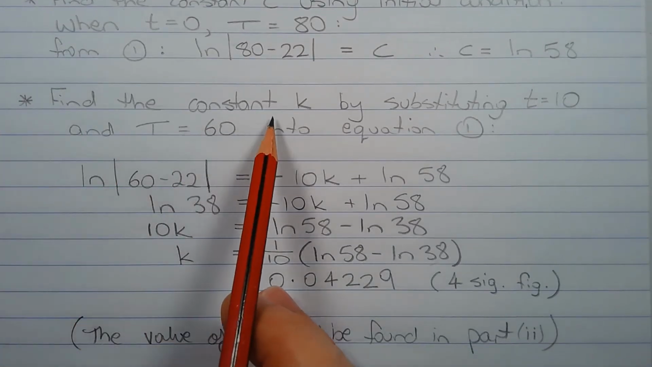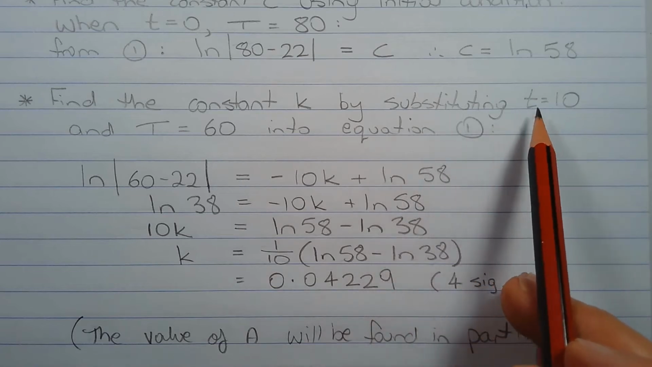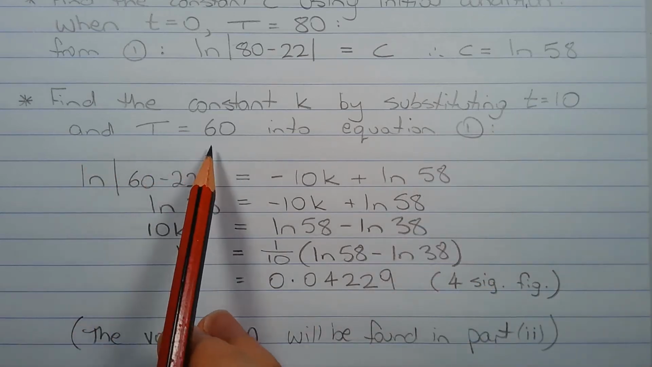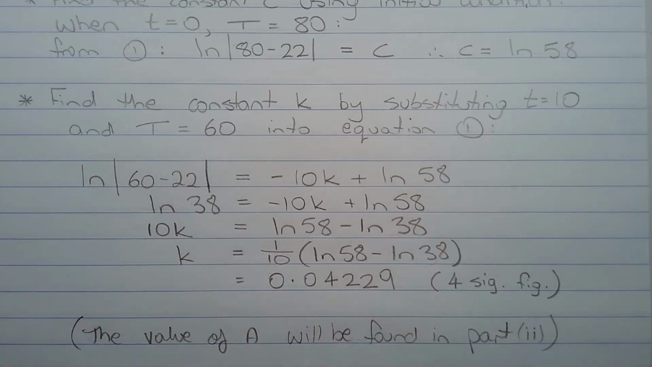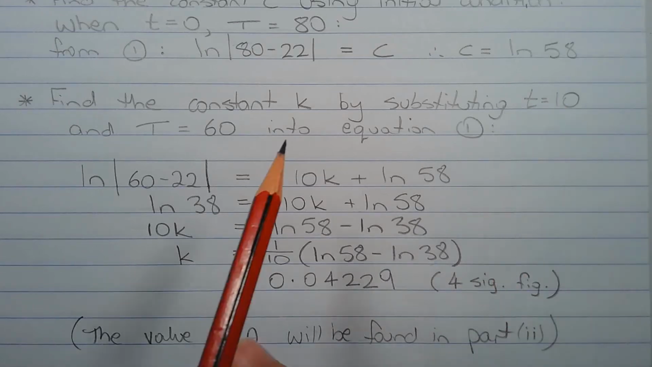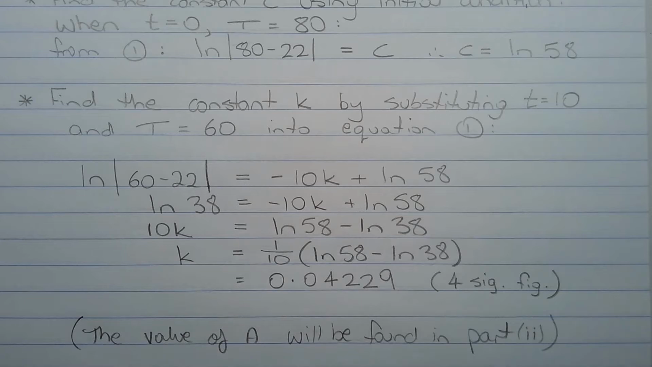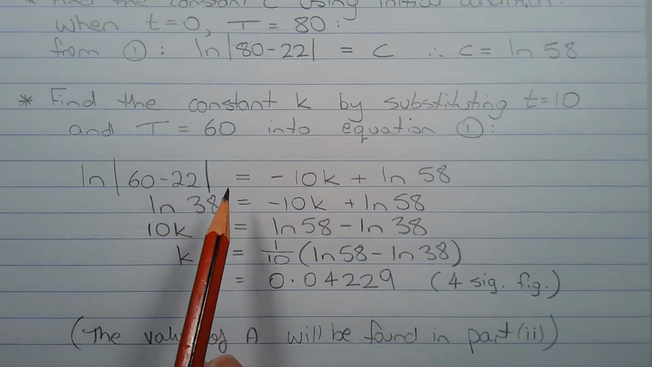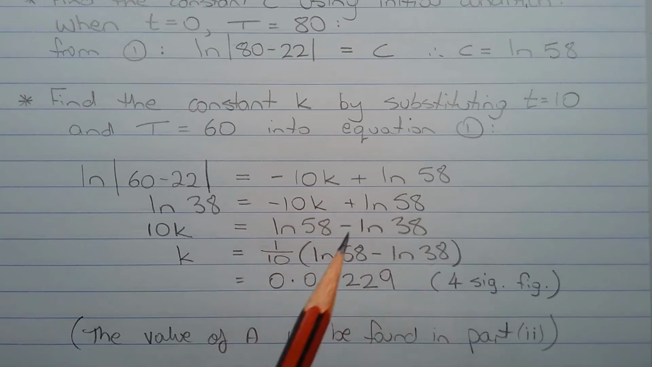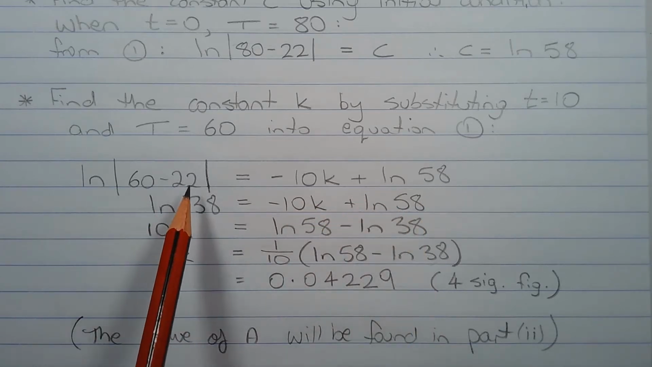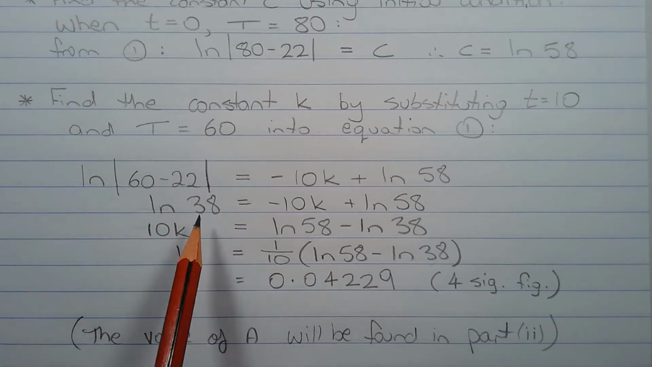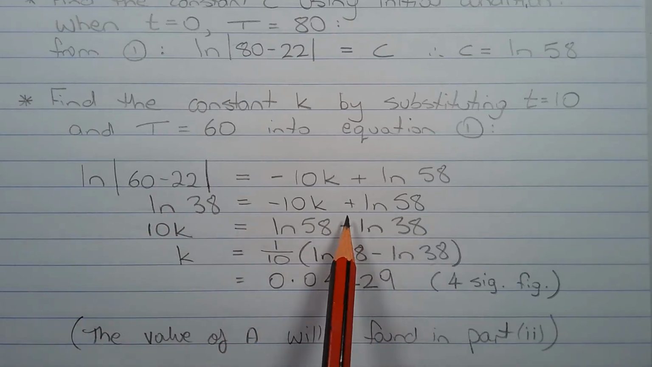Next, we're going to find the constant k by substituting t equals 10 and T equals 60 into equation number 1. We know that at the 10-minute mark, the temperature of the iron is 60 degrees Celsius, so that's where these values come from. So from equation number 1, ln of (60 - 22) is equal to -10k plus ln of 58. And 60 - 22 is 38, so we have ln of 38 is equal to -10k plus ln of 58.